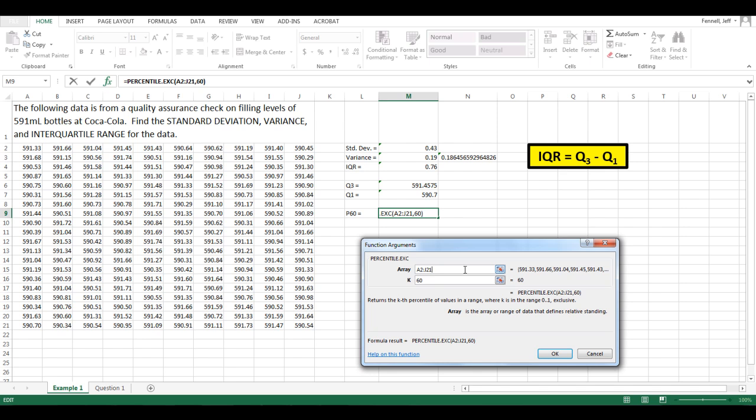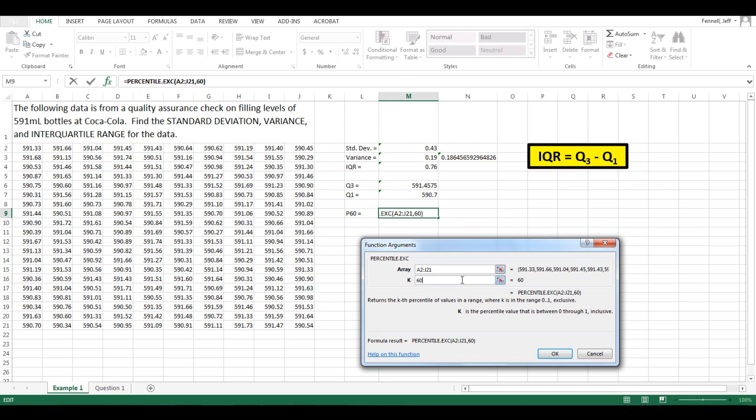I look here, again, what is the array? Well, that's the range of cells. I'm pretty sure I highlighted the cells okay, and there wasn't an issue with that. If I look down at that second argument, K, what does it tell me K is supposed to be? It tells me K is the percentile value that is between 0 through 1.